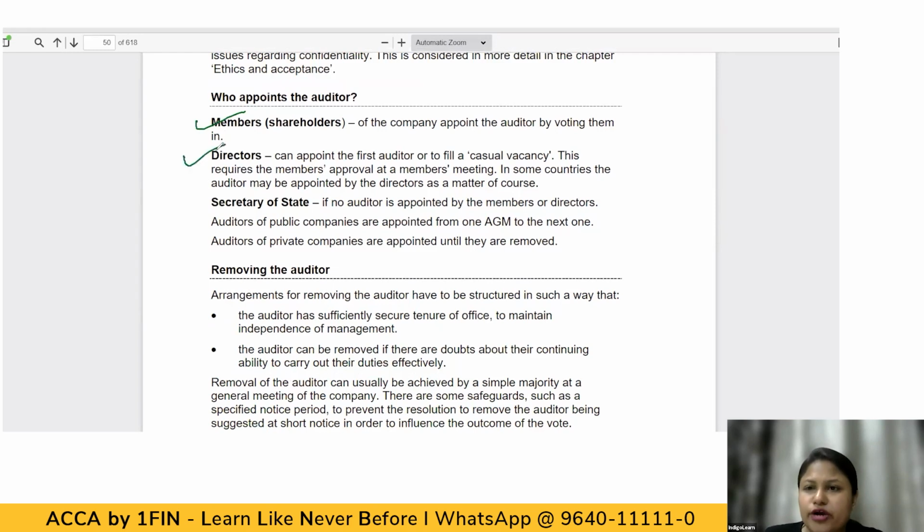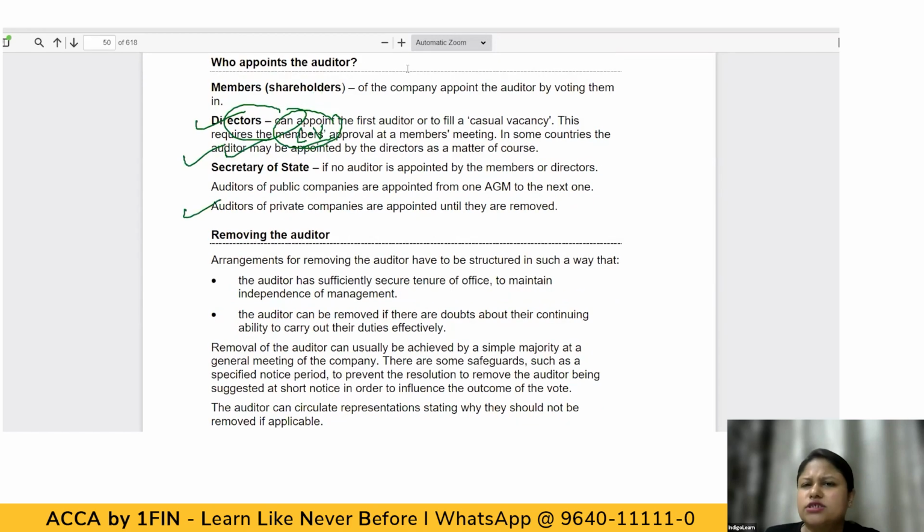Directors will be able to appoint if, suppose, an auditor appointed by the members dies or resigns, which is called a casual vacancy. If a casual vacancy arises in the position of the auditor, it is filled by the directors. And as I told you, many a time we see even the government appointing the auditors. In that case, the secretary of the state will make the appointment.